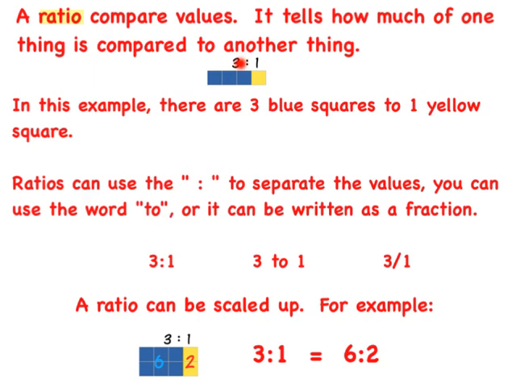In fact, when we're reading that, we would say the word "to" when we get to the colon, or it can be written as a fraction. So we have 3 to 1, 3 to 1, or 3 to 1.